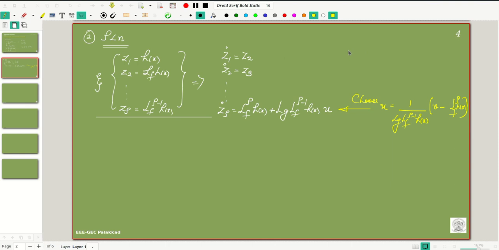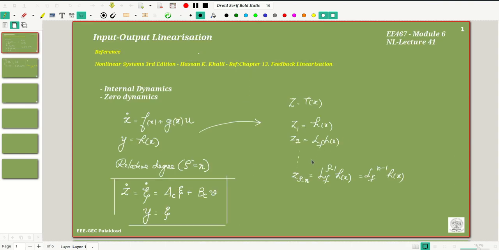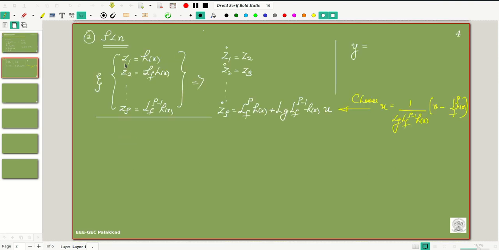So what will be the output here? Output y, in our question, our output y is equal to h of x, right? In our system, the whole system, we have output y is equal to h of x. Here h of x is equal to z1, so our output y is equal to z1. So I can write this as 1 0 0 0 0 etc. up to this and zeta up to rho.